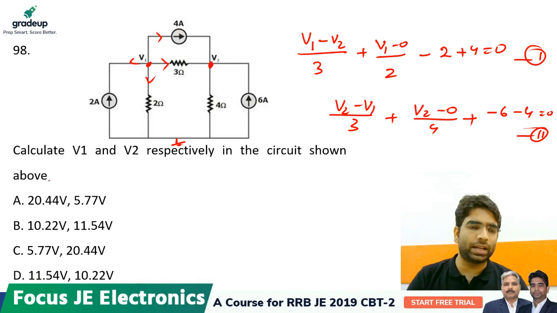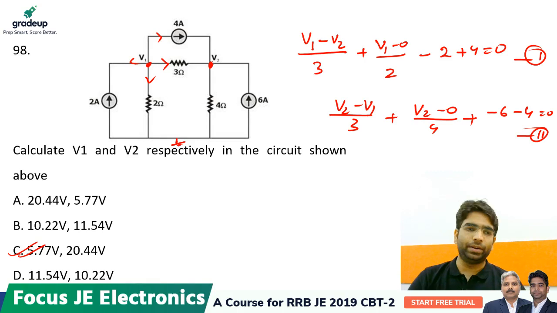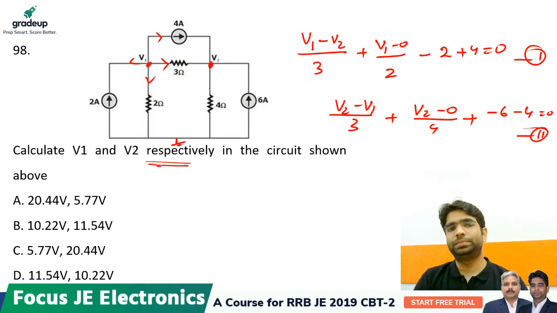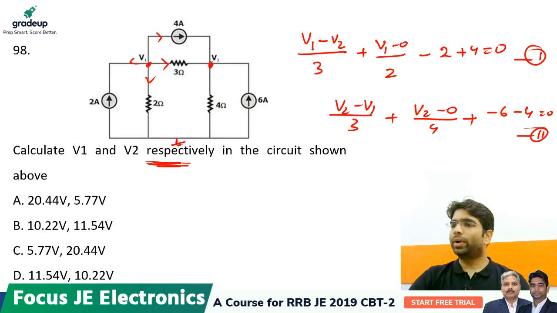But in this case, the answer is C. Get it clarified, don't confuse between V1 and V2. It is given that V1 and V2 are respectively shown. So calculate and get the values of V1 and V2.